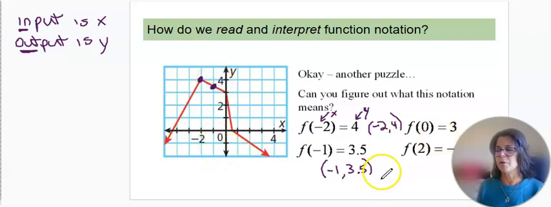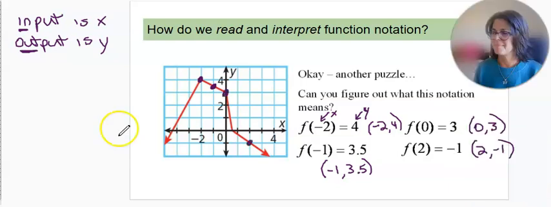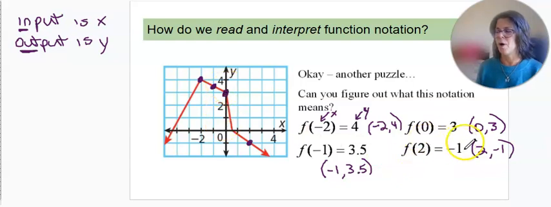Try the other two. Write the ordered pair, the point, like I did here, and then locate it on the graph and see if you're correct. Pause the video and then start to check your work. Okay, how'd you do? So when x is 0, y is 3. The point (0, 3) is on the graph. When x is 2, y is -1. The point (2, -1) is on the graph.